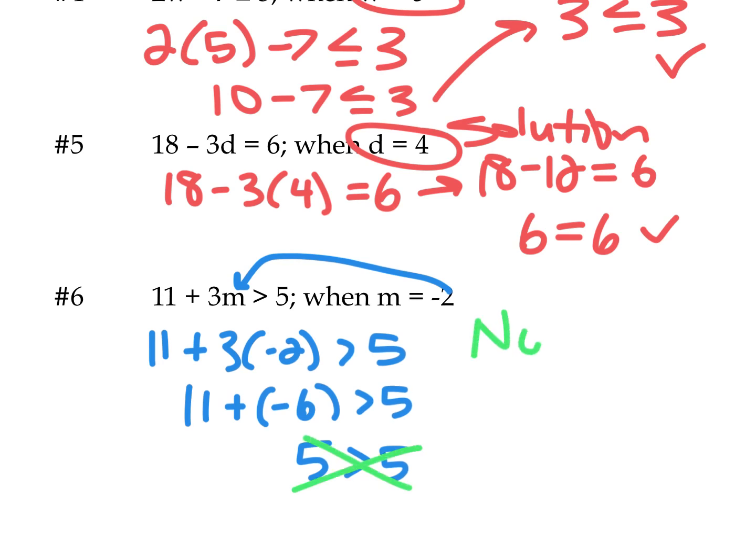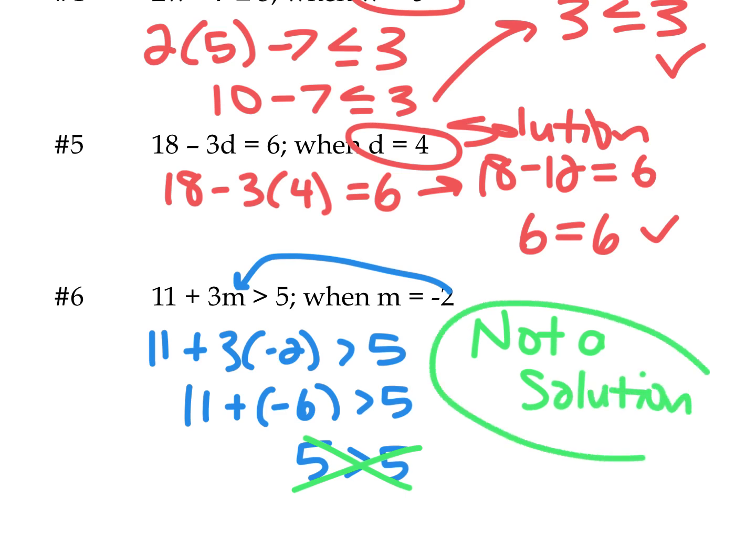So not a solution. Yes, there could be other numbers that make it a solution, but not the number negative 2. And be careful plugging the negative in there, where it's 11 plus negative 6. If you make a mistake with the negative sign, you might get 11 plus 6, which is 17. That's greater than 5, and you might think it's a solution. So again, be careful with those negative signs. It makes our open sentence not true. 5 is not greater than 5, so that number is not a solution for that particular open sentence.